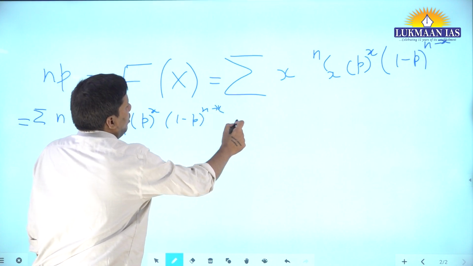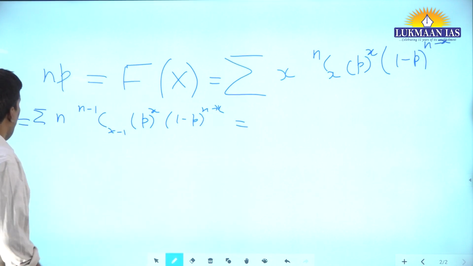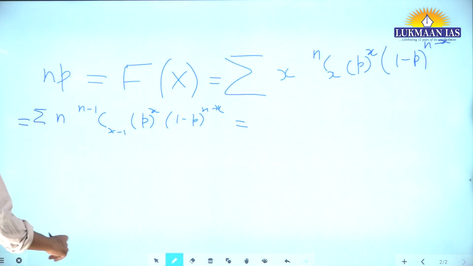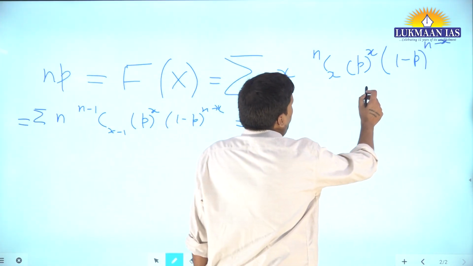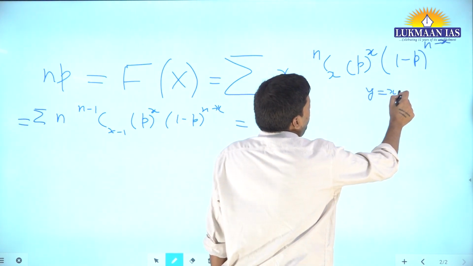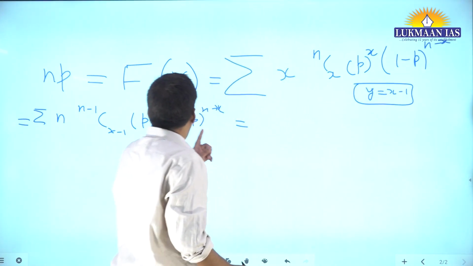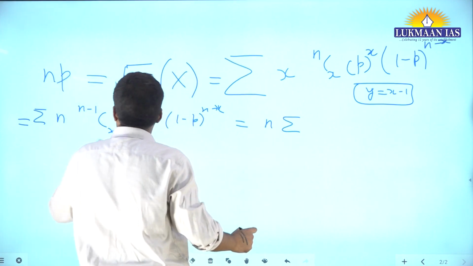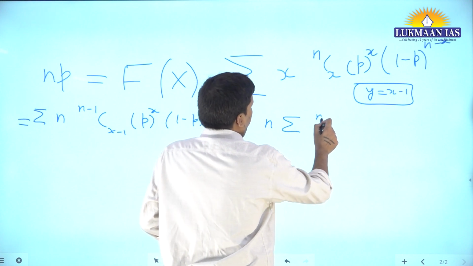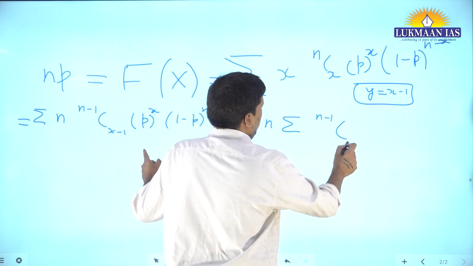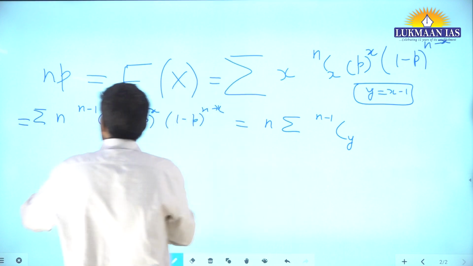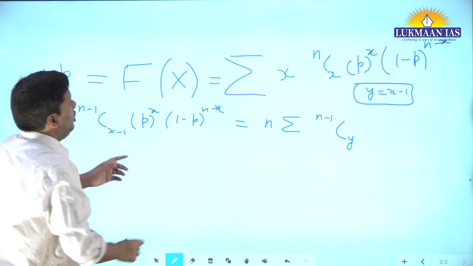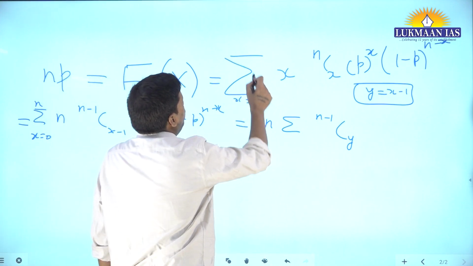Fine. Now, n is a constant and you can take it outside. And you can assume that x minus 1 is equal to y. Let us assume y is equal to x minus 1, and let me change it. What will I write? n sigma n minus 1 is fine. x minus 1 is what I have assumed y. The limit will also change. Here it was x is equal to 0 to n.